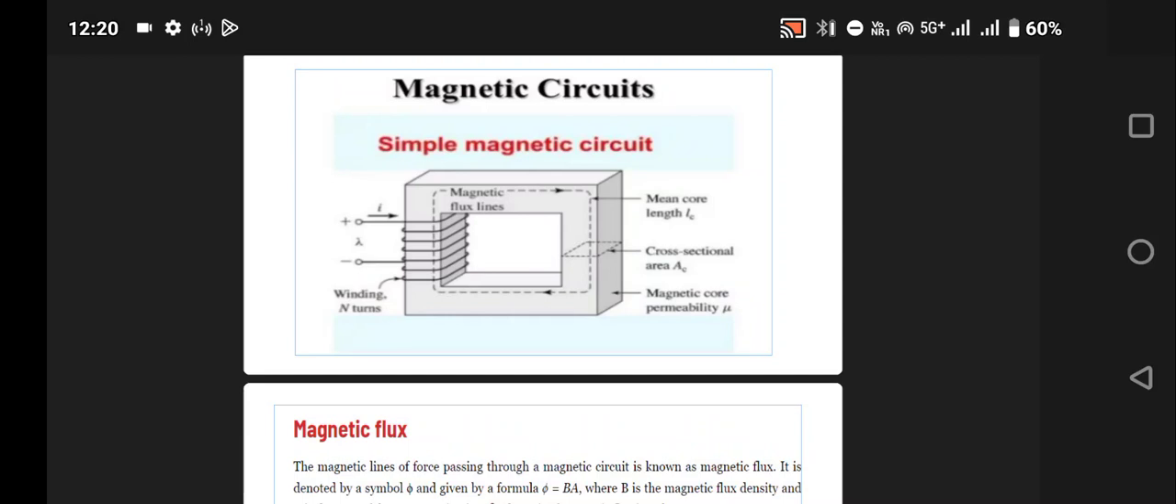Here, on the input side, which has N number of windings, the magnetic flux lines are represented by the dotted line. The mean core length is represented by lc. The cross-sectional area of the core is represented by Ac. The magnetic core permeability is represented by μ.